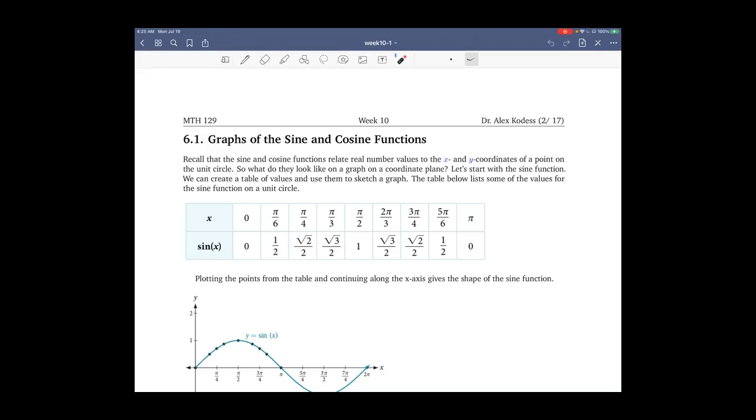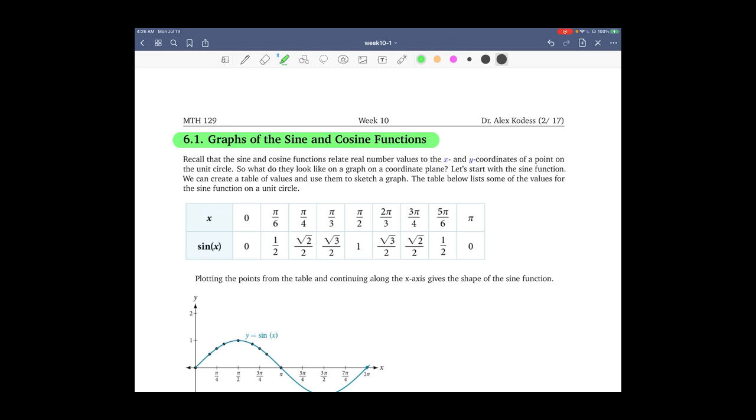Welcome to week 10 of pre-calculus. Our first topic this week is graphs of the sine and cosine functions. So we talked a great deal about these two functions, and it's time that we look at what the graphs of these two functions look like.